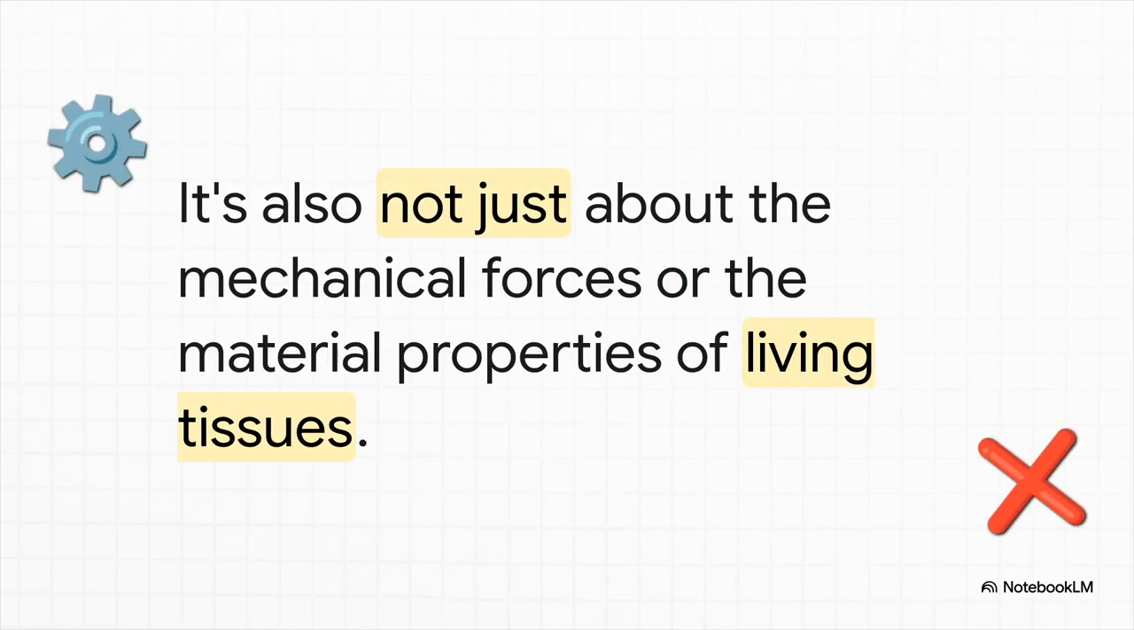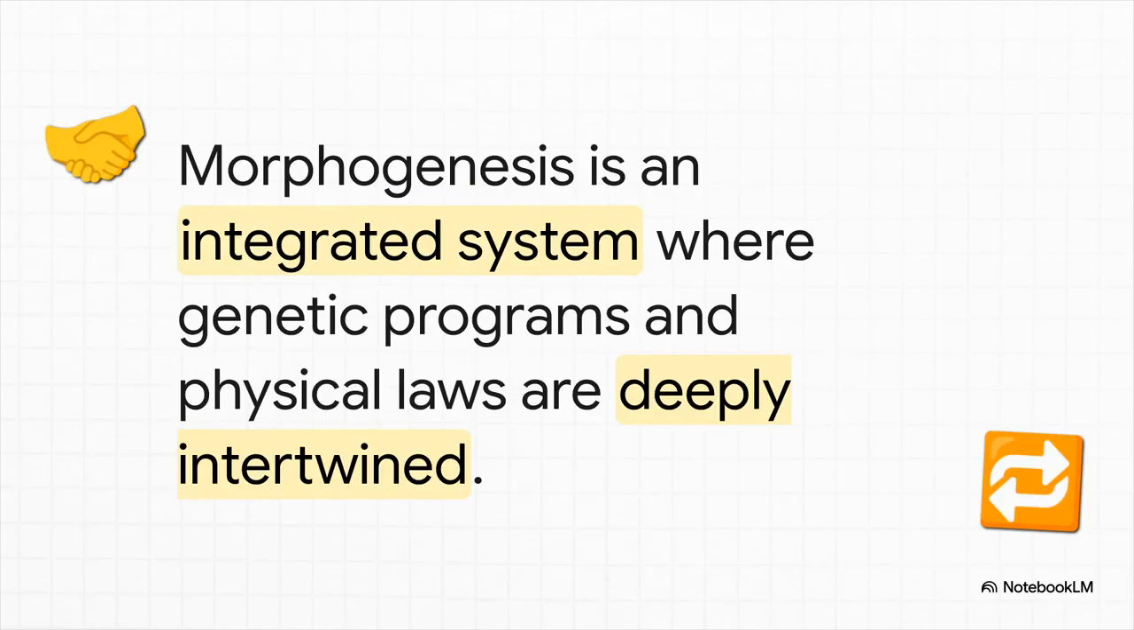And on the flip side, it's also not enough to just understand the physics, the mechanical forces, or the material properties of tissues all by themselves. The really crucial takeaway here is that morphogenesis is a totally integrated system. The genetic program and the laws of physics aren't two separate things. They are deeply, deeply connected, working together in this constant feedback loop every single moment to build a living thing.